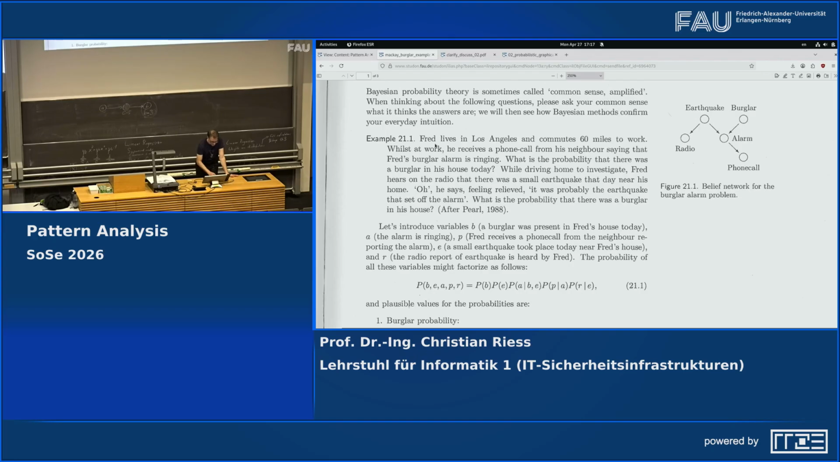"Example 21.1. Fred lives in Los Angeles and commutes 60 miles to work. Whilst at work, he receives a phone call from his neighbor saying that Fred's burglar alarm is ringing. What is the probability that there was a burglar in his house today? While driving home to investigate these 60 miles, Fred hears on the radio that there was a small earthquake that day near his home. 'Oh,' he says, feeling relieved, 'it was probably the earthquake that set off the alarm.' What is the probability that there was a burglar in his house?"